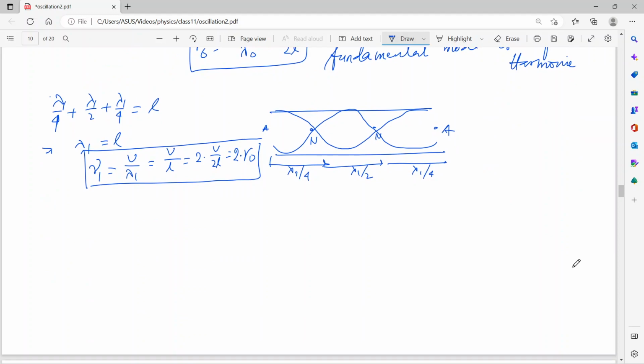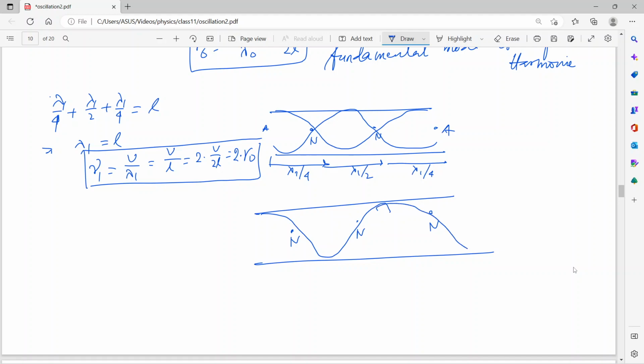So if we draw the next case, you will also find the thing. That means, if we draw the next case, there is a node, there is a node, there is a node. So it should be like that.